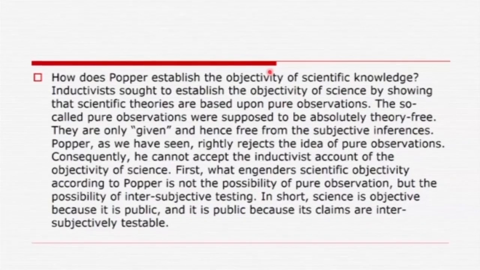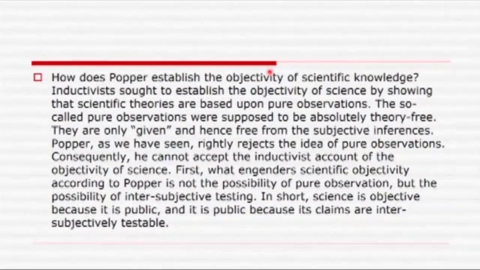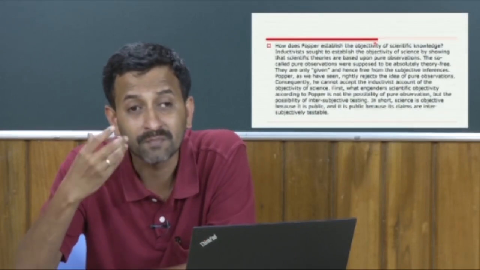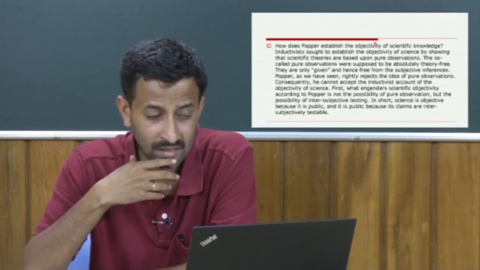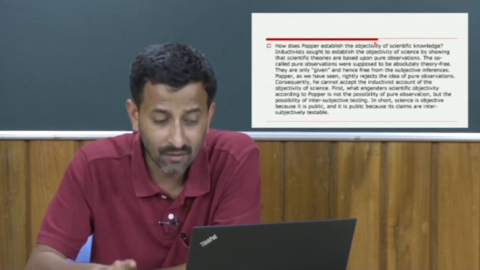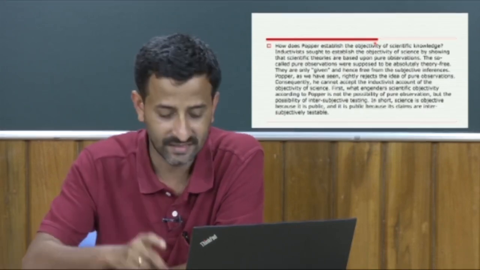What he does, first, is this: what engenders scientific objectivity, according to Popper, is not the possibility of pure observation, but the possibility of intersubjective testing. In short, science is objective because it is public, and it is public because its claims are intersubjectively testable. Science can be publicly accessed.